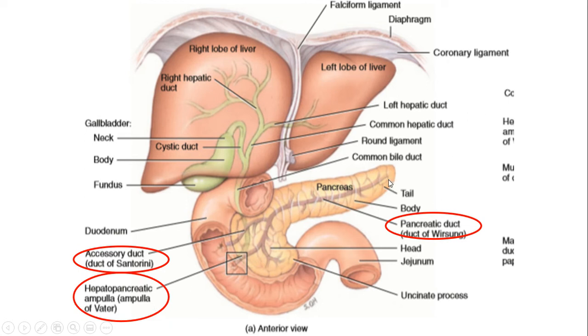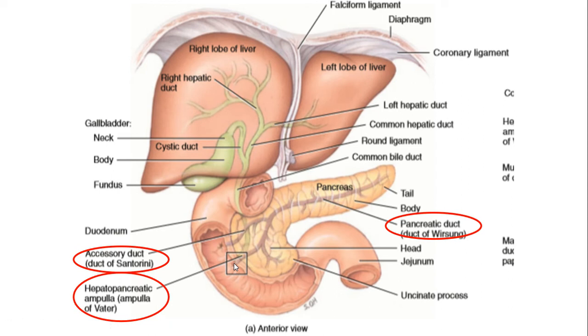Again, we have here the tail and then the main pancreatic duct, which is the duct of Wirsung. Then, sometimes present, the accessory duct, which is the duct of Santorini. And then we have your hepatopancreatic ampulla, or the ampulla of Vater. Aside from that, we also have the sphincter of Oddi. This part is the location of your sphincter of Oddi.